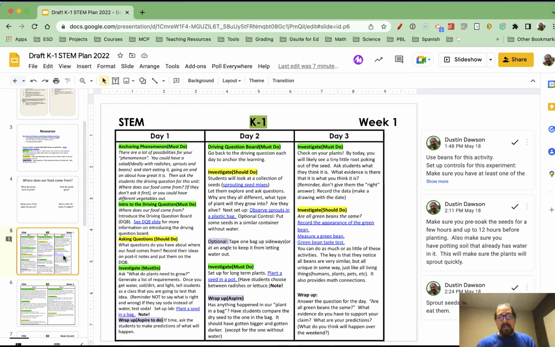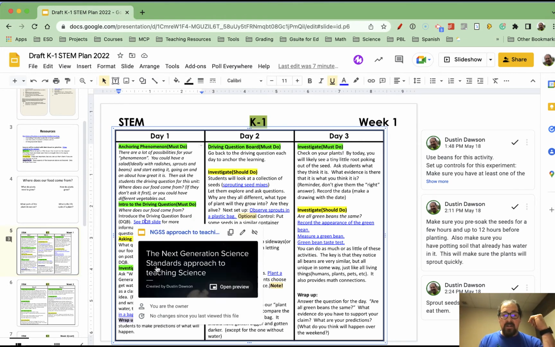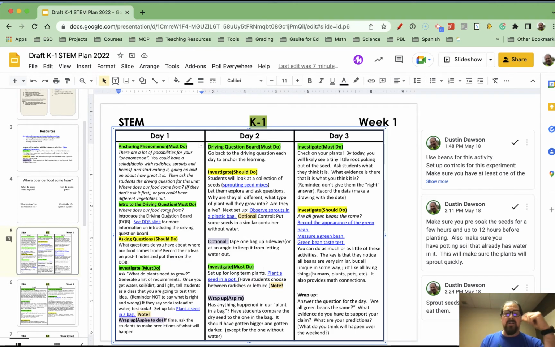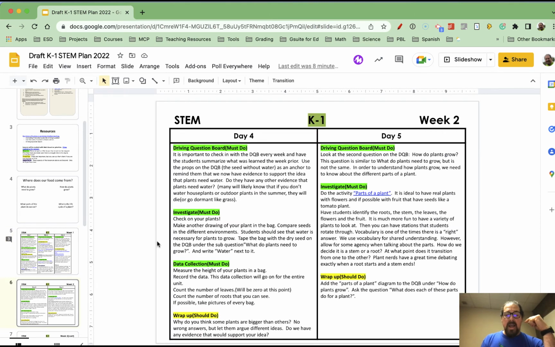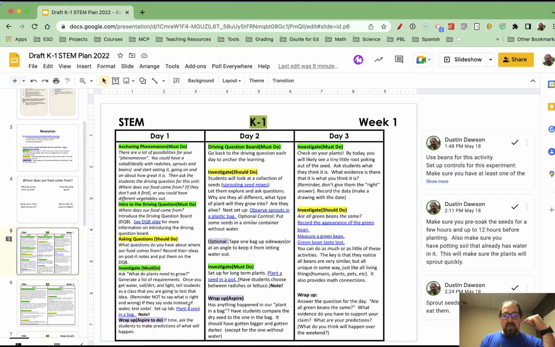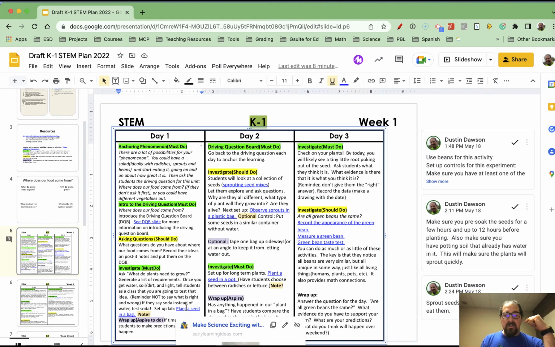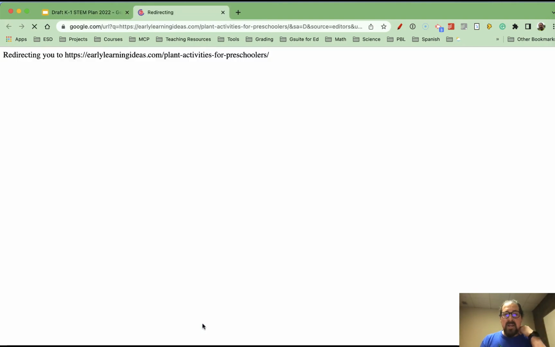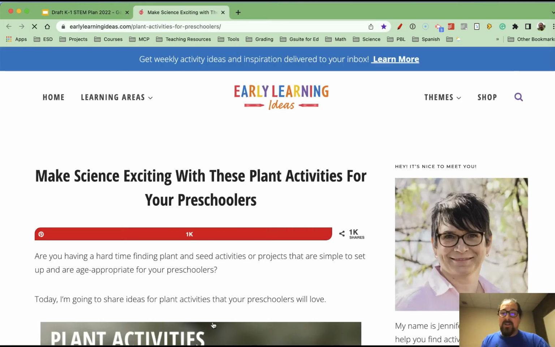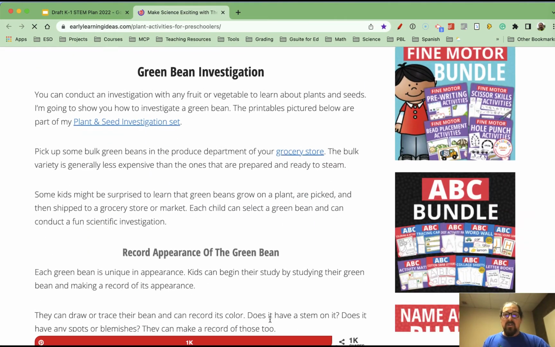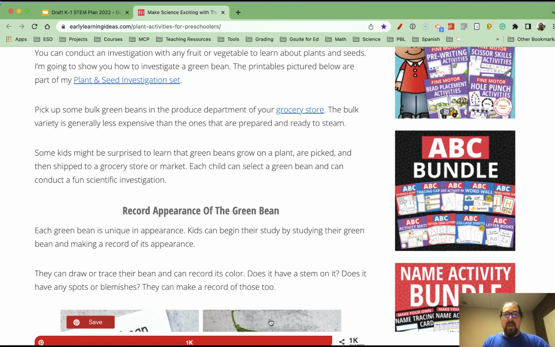Couple key pieces. One thing you'll see is that there are these little links in here. So again, there's a slide in here and some information and a video that talks about the driving question board. And then this thing right here, there's links to a website. And this website I found has a lot of good activities, good pictures in it. So I've linked a lot of these for that particular activity.